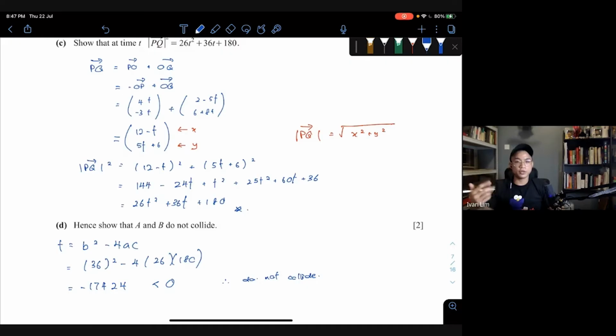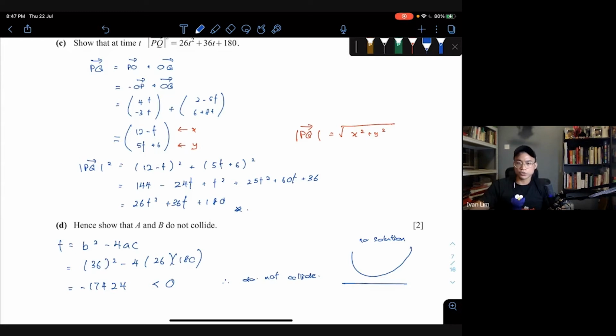When b squared minus 4ac is less than 0, your graph is like that, which means there's no solution. This is specifically for solving quadratic equations. Your discriminant is b squared minus 4ac.